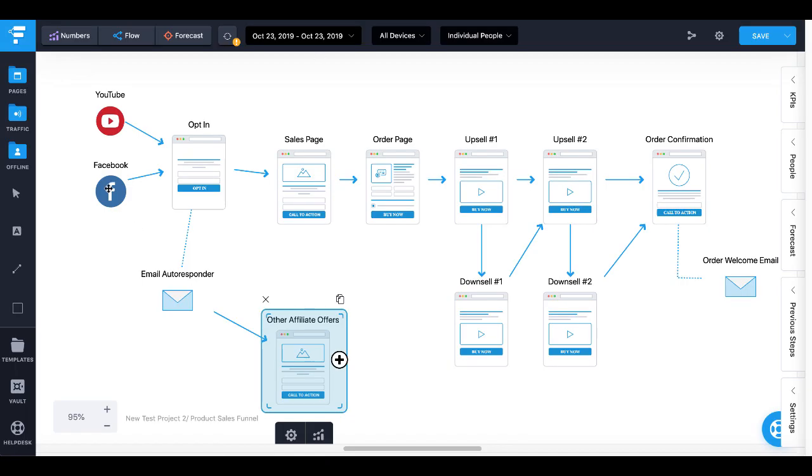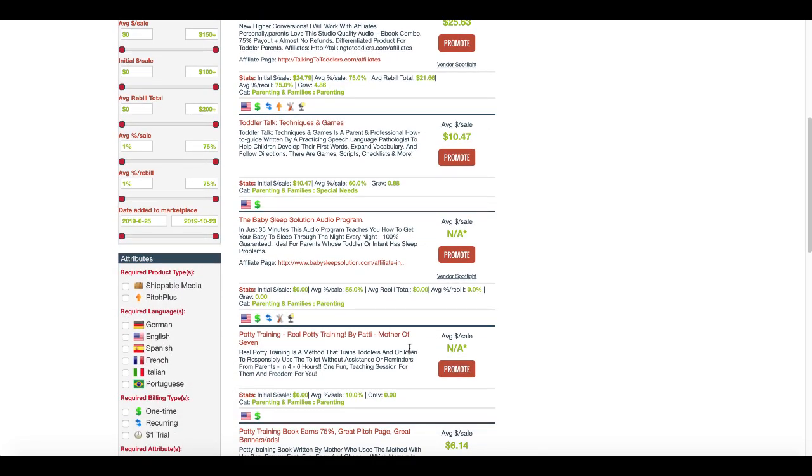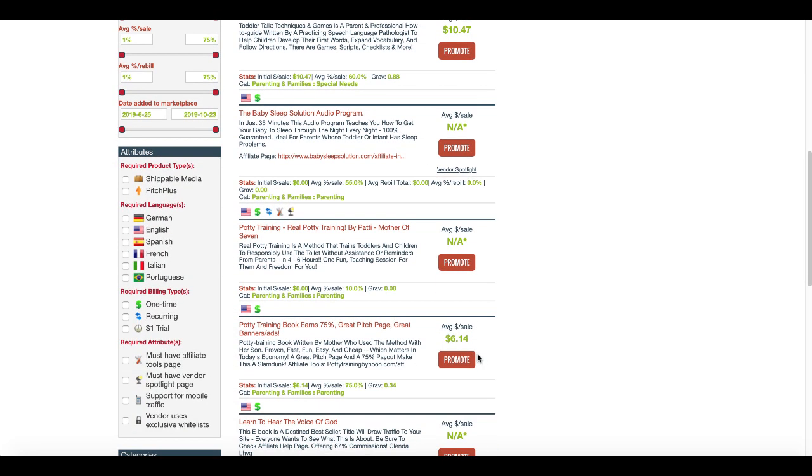But the concept here is it's not hard to think about how to do it. It's not hard to set up a Facebook ad, run people to an opt-in page that you build, collect their email address, and get them into a sales funnel and make money on Clickbank off of one single offer. But you have to pay attention. For example, right here, the potty training. This potty training book has an average sale of $6.14. Of course, the average sale is right there, so average percentage of sales 75%.